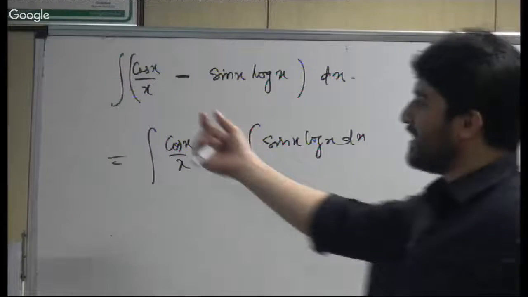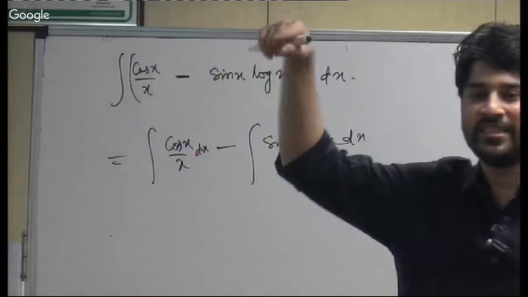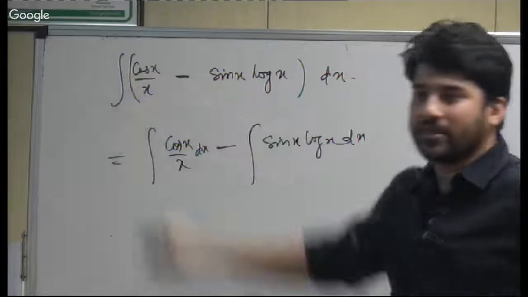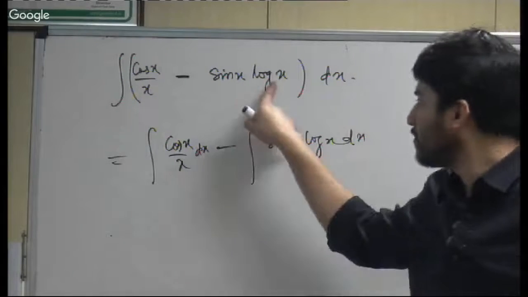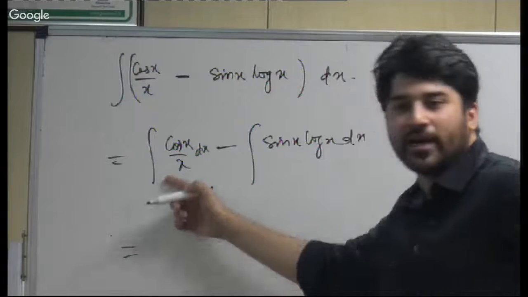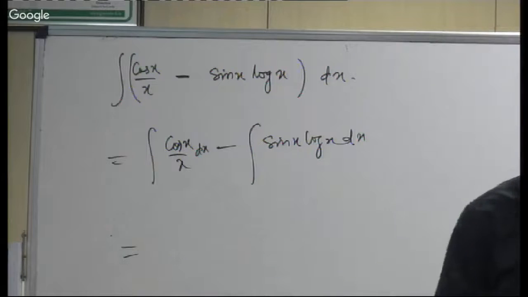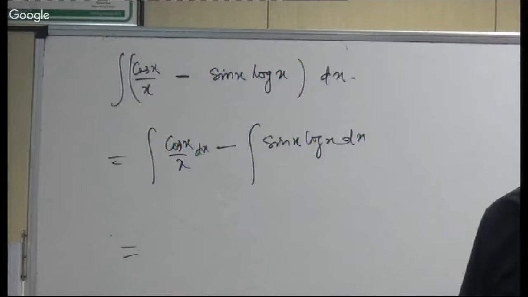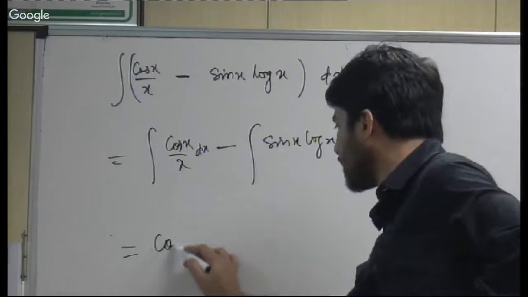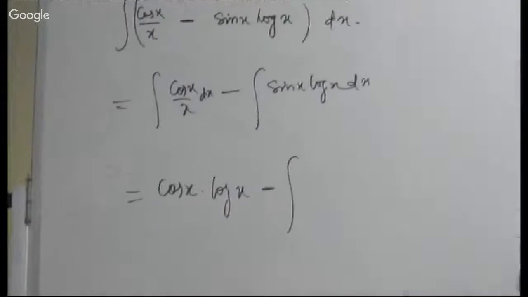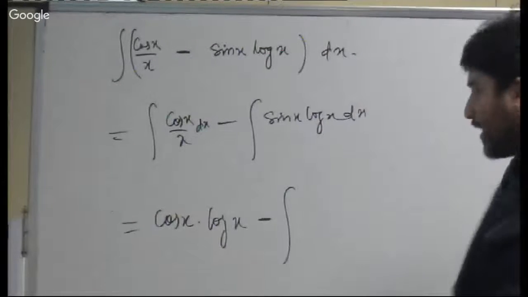Those who have already seen that it is nothing but a product rule can directly apply it as d(uv), and the integral of d(uv) is uv. Now what is u here? Cos x. And what is v here? Log x. Understood? I'm going to apply by parts on this first function. I know dx by x is easily integrable, so I'm going to write cos x log x minus, what is the differentiation of cos x? Minus sin x.